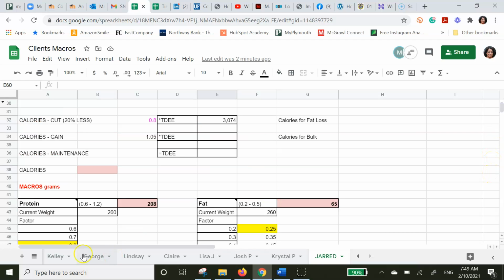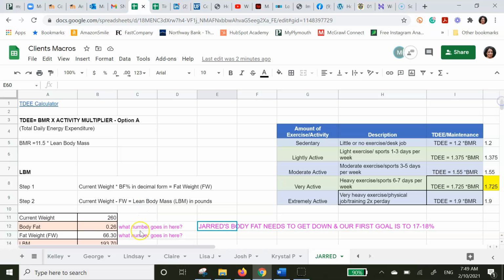I think that will sum it up, and let me know if you have a question. The key thing is to remember that this number here, the body fat, always goes in decimal form, and this number here gets calculated alone. B11 by B12. So B11 is the current weight by B12. It's once you have the body fat.